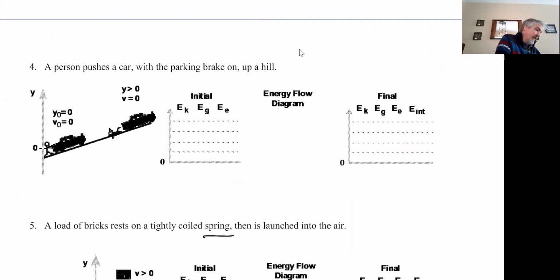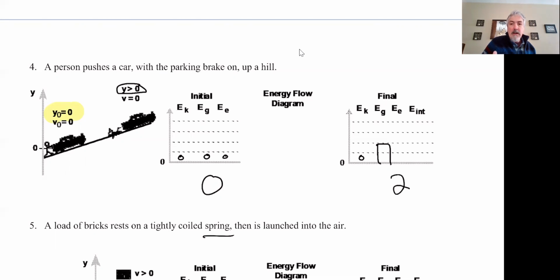Okay, notice at the beginning, the height is 0, so that means it has no gravitational energy. It's on the ground. The height is 0. It can't fall. The velocity is 0, so there's no kinetic energy because it's not moving. The elastic energy is 0 because nothing is compressed or stretched, so there's no spring that's going to spring and move this thing along. But at the end, the height is greater than 0, so it's going to have some gravitational energy. The velocity is still 0, so there's no kinetic energy. Now here's the weird thing. How do we start with 0 bars of energy and end up with 2 bars of energy at the end?